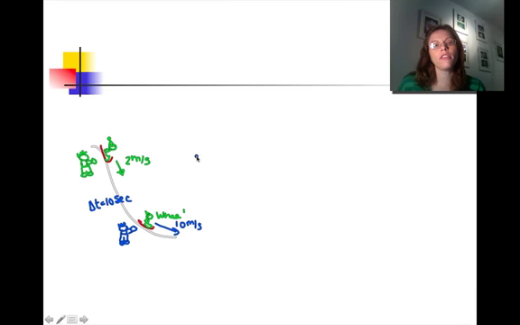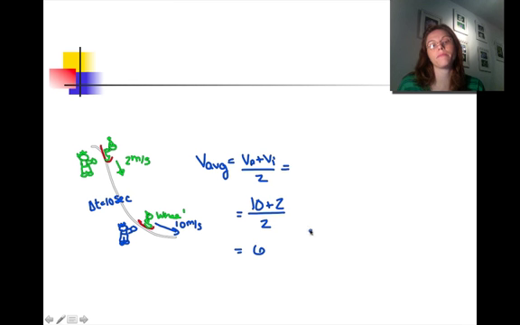Okay, so average velocity. Well, to get an average, we just add them. So Vf plus Vi and divide by 2. Just like a normal average. So average velocity in this case would be 10, which is our final, plus our initial, which is 2, divided by 2. So that's equal to 6.